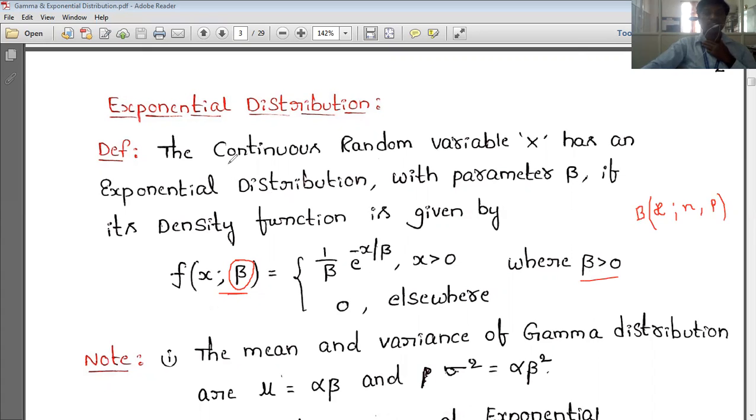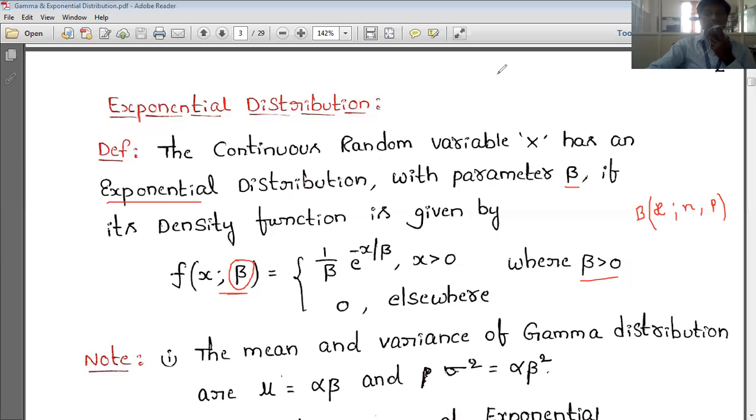So same definition, see that the continuous random variable capital X has an exponential distribution with the parameter beta. Okay, so same as there, here it is exponential in place of gamma, and beta in place of alpha and beta, and its density function as usual.